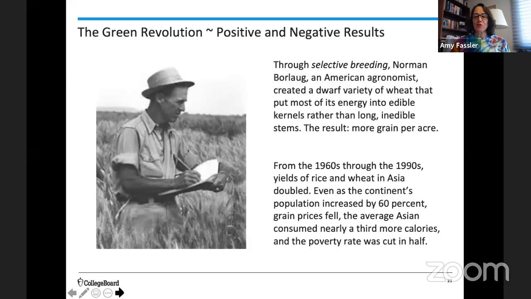The Green Revolution was really spearheaded by this American agronomist, Norman Borlaug. And what he did was the process of selective breeding. And I'm going to take just a minute to explain that so that next when we talk about genetic modification, the difference makes sense to you.